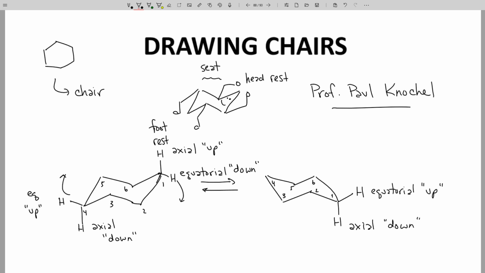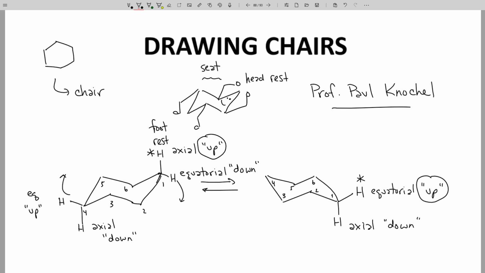Now, just to be clear, if we put a star label on that axial up hydrogen on the left, it is still up, but now it's equatorial. So when you flip a chair, groups go from being axial to equatorial. But note, the up hydrogen on the left is still the up hydrogen on the right. It just goes from axial to equatorial.